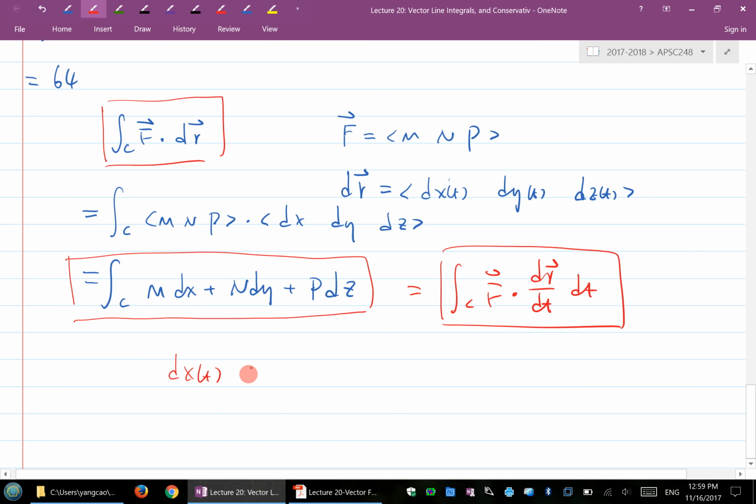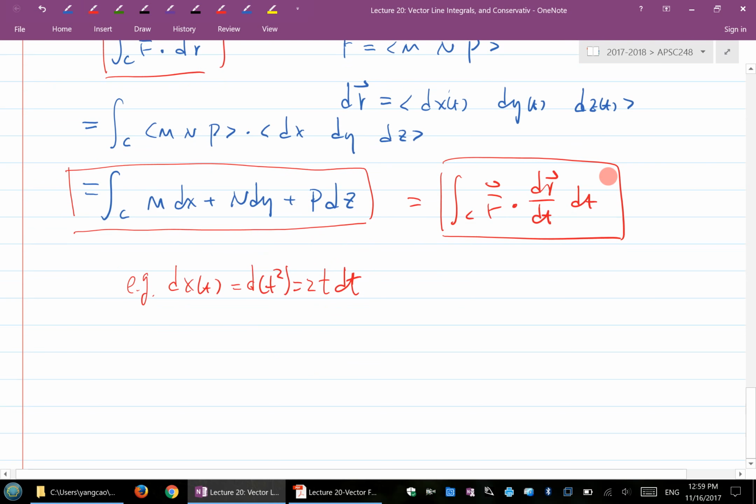If x of t is, let's say, t squared, then what you really have now is 2t dt. So that's really what's behind the dx, dy, dz. It's not just the dx, dy, dz. There's another level of derivatives involved here, right? So let me show you an example here.